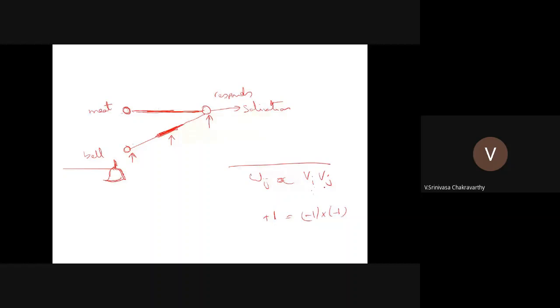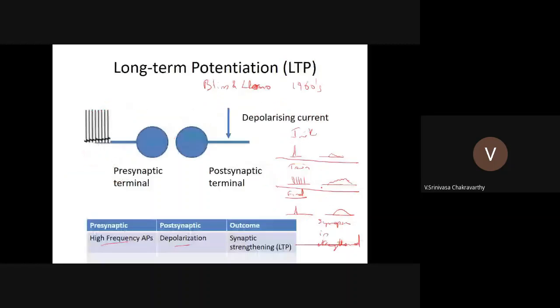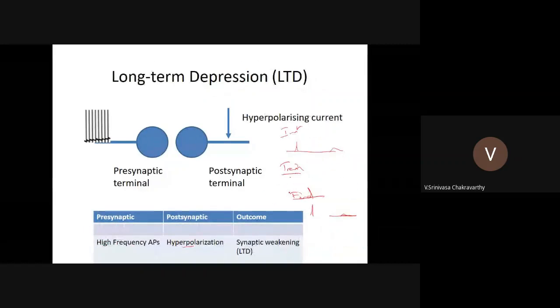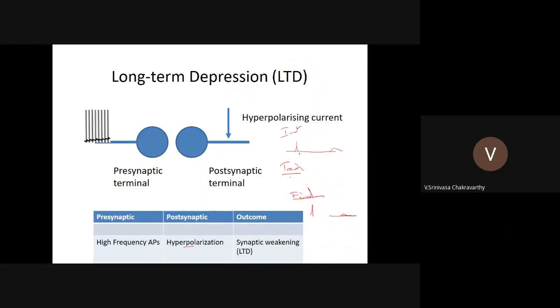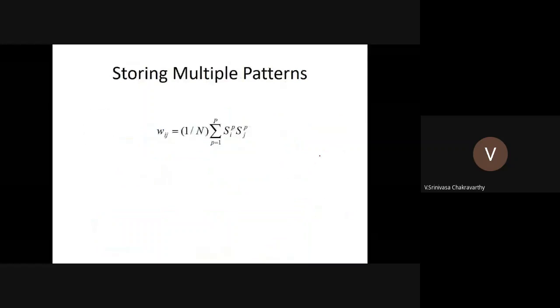When pre and post are simultaneously active, you increase synaptic strength, otherwise decrease. This is the essence of Hebb's rule, and that is found to be true, really happening in synapses, in these LTP and LTD experiments of Bliss and Lømo. Subsequently, it has become a huge area of research, and even now it's an active area where people look for similar phenomena in various kinds of synapses in various animal species and so on.